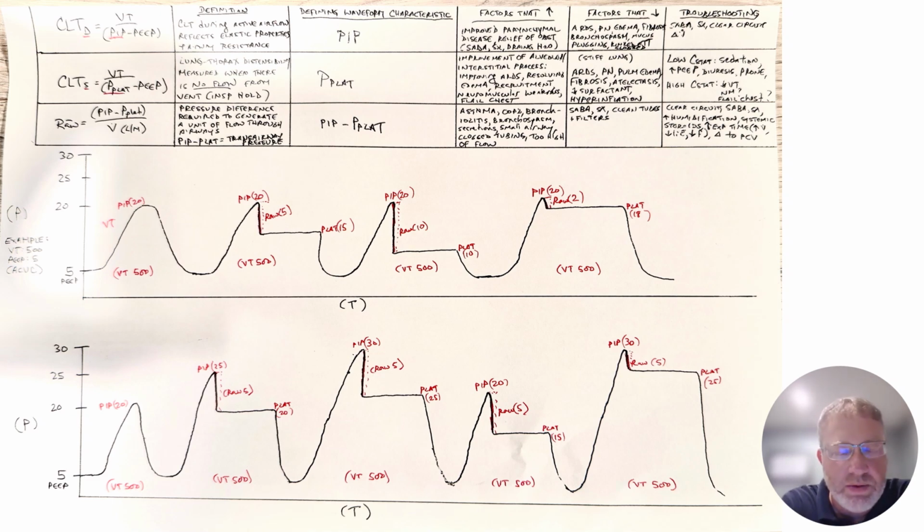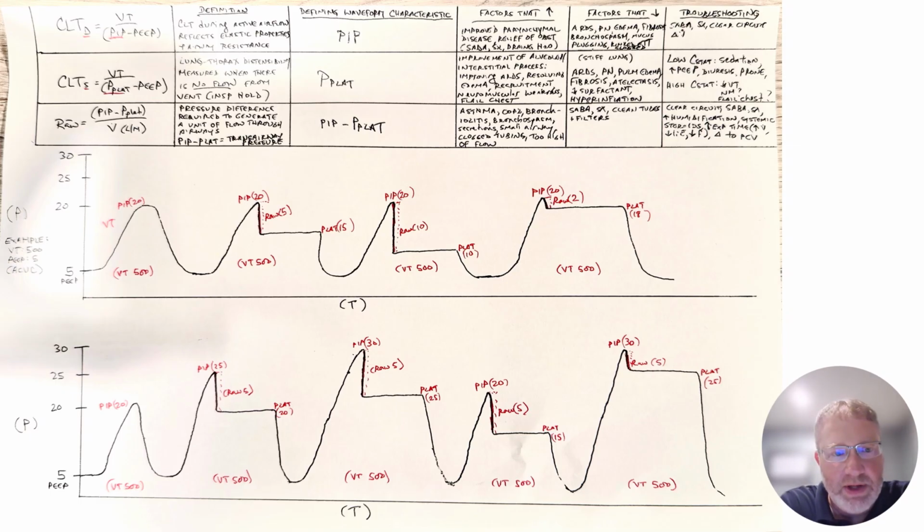All right, compliance and resistance explained in terms of waveforms. This does not include loops, which are different. I apologize that it's a little small. I'm going to send you the actual sheet so you can look at it and print it and all that. But let's go through it. Hopefully, this will simplify things and make them streamlined and make sense for you.